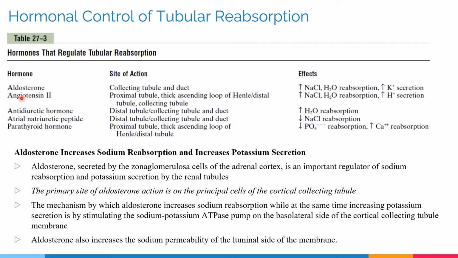So as you can see, aldosterone has positive reabsorption effects on NaCl and water, and increases potassium secretion. Similarly, angiotensin 2 increases the reabsorption of sodium, chloride, and water, but also increases hydrogen ion secretion. We'll look into various of these as we go along. So first we look into aldosterone and its effect, which is to increase sodium reabsorption and increase potassium secretion.